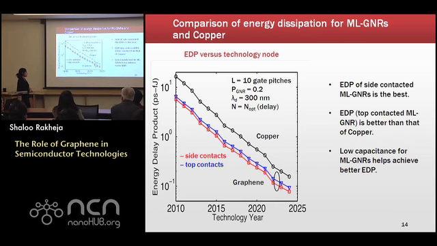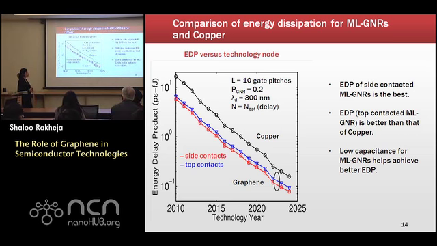The next plot over here is the energy delay product versus technology. And we see that both side contacts and top contacts perform better than copper interconnects. The reason for that is the graphene interconnects really have lower capacitance, and therefore they can beat copper in terms of energy delay product or even in terms of energy. Still, you can see that top contacts are not as good as side contacts.